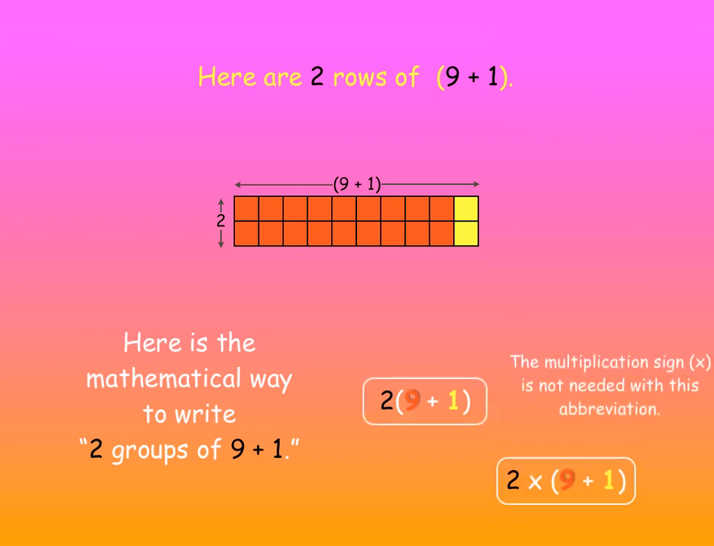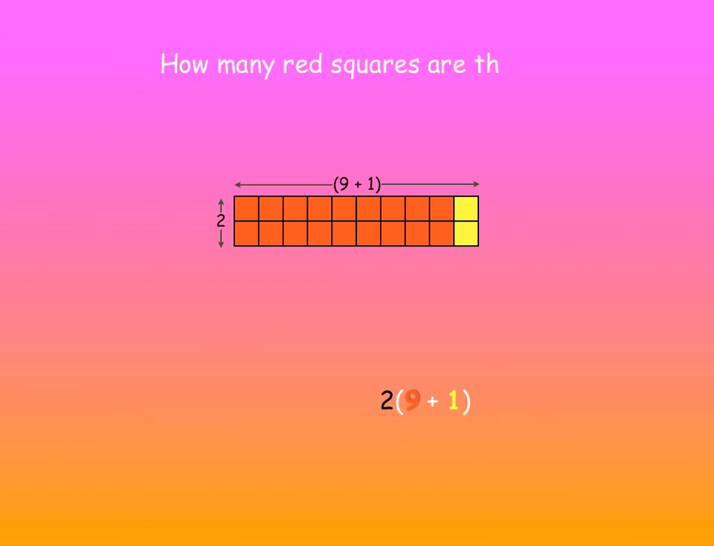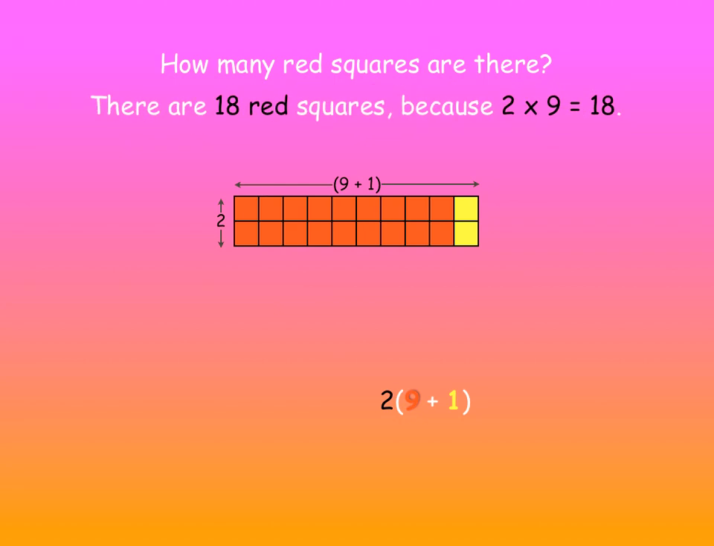The multiplication sign, that x there, it's not needed with this abbreviation over here. You don't even need the x. We just know that we're going to multiply. It's an abbreviation. How many red squares are there? Well, you can look at it and count. There are 18 red squares because 2 times 9 is 18.